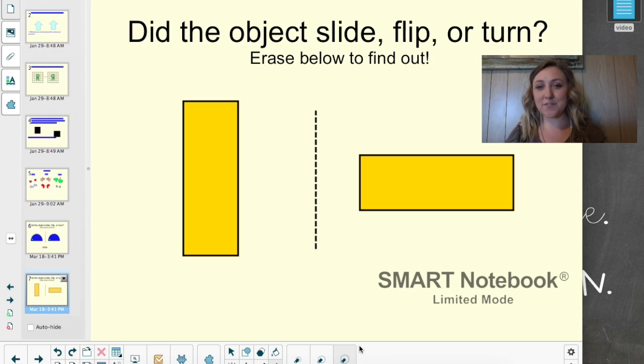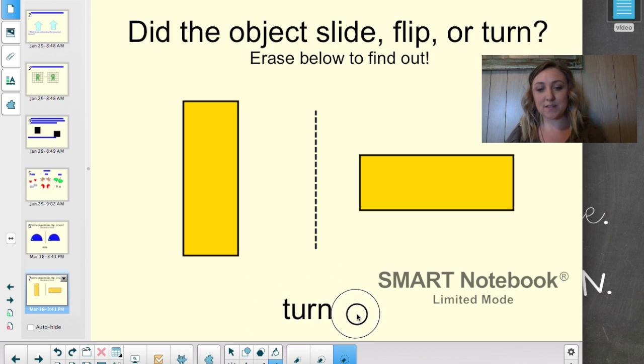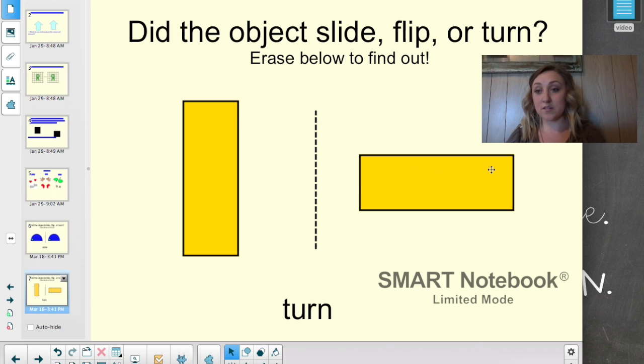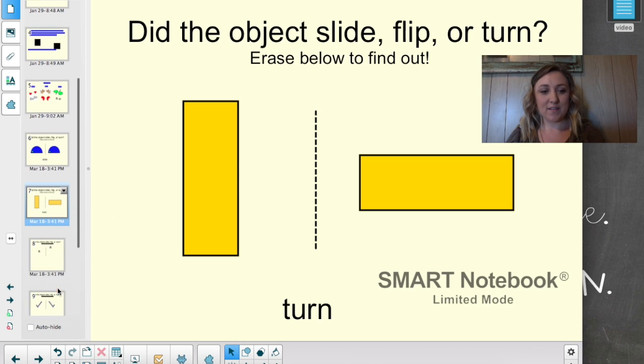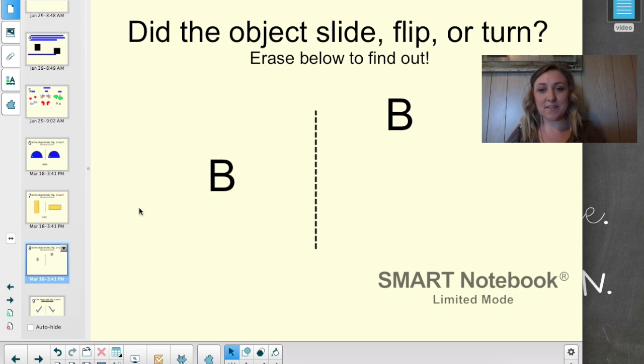Get your whiteboards ready. Alright kids, so let's write down, is this a slide, a flip, or a turn? And remember, you can use our other definitions as well. Is this a translation, a reflection, or a rotation? You can use either of the words that we used. Alright, let's erase to find out. So our rectangle is a turn. So we went from having a vertical rectangle to a horizontal rectangle. I think we have a few more left.